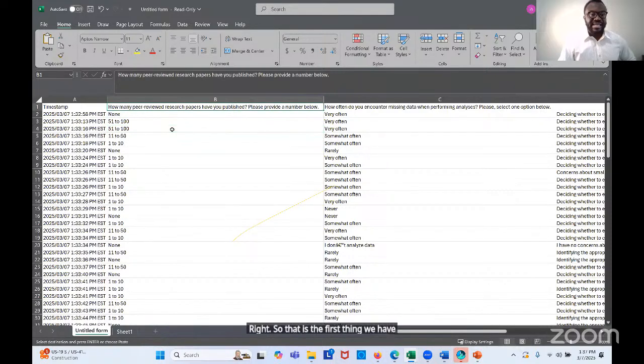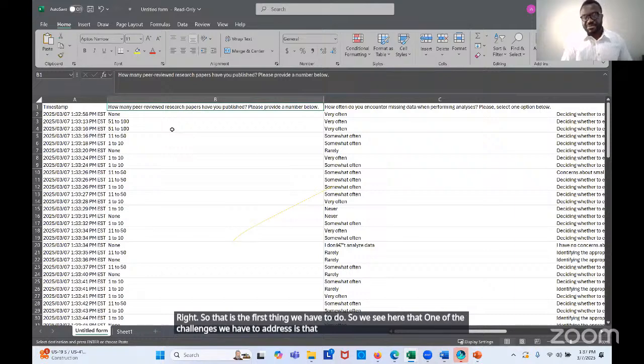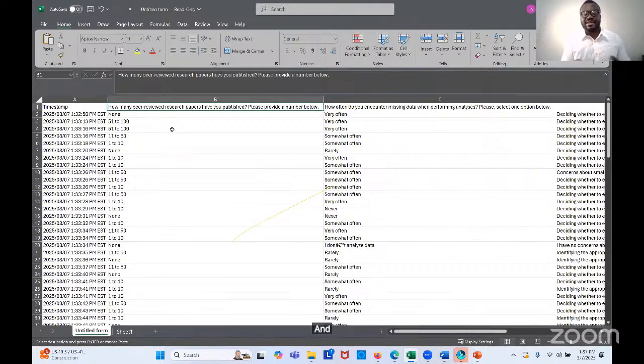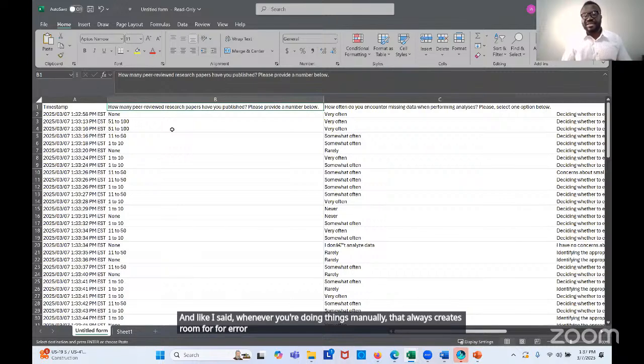So we see here that one of the challenges we have to address is that there are no variable names created. We have to manually do that. And again, like I said, whenever you're doing things manually, that always creates room for error. So we want to avoid manual work as much as possible.